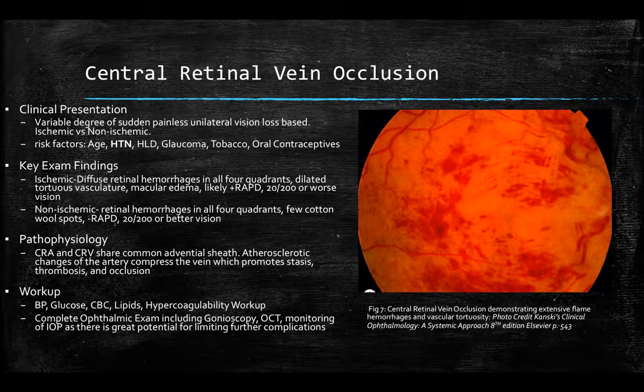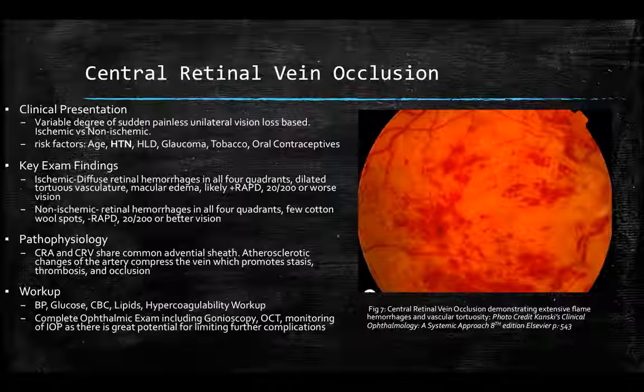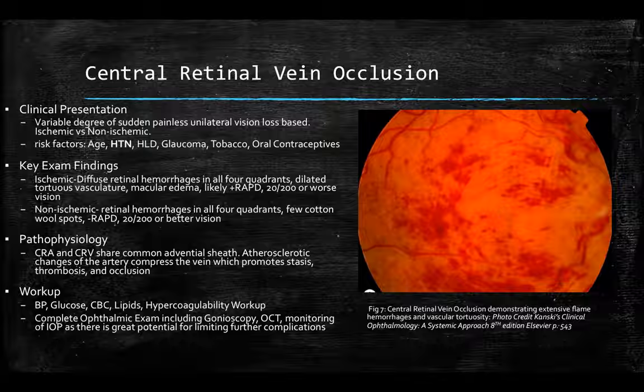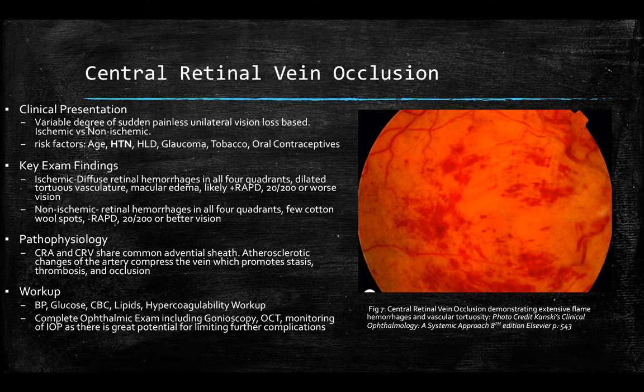Atherosclerotic changes of the central retinal artery lead to a bulging and compression of the central retinal vein, which then propagates a cascade of venous stasis, thrombosis, and eventual occlusion. So really the critical thing to know is that the retinal artery is many times the offending agent leading to a central retinal vein occlusion.